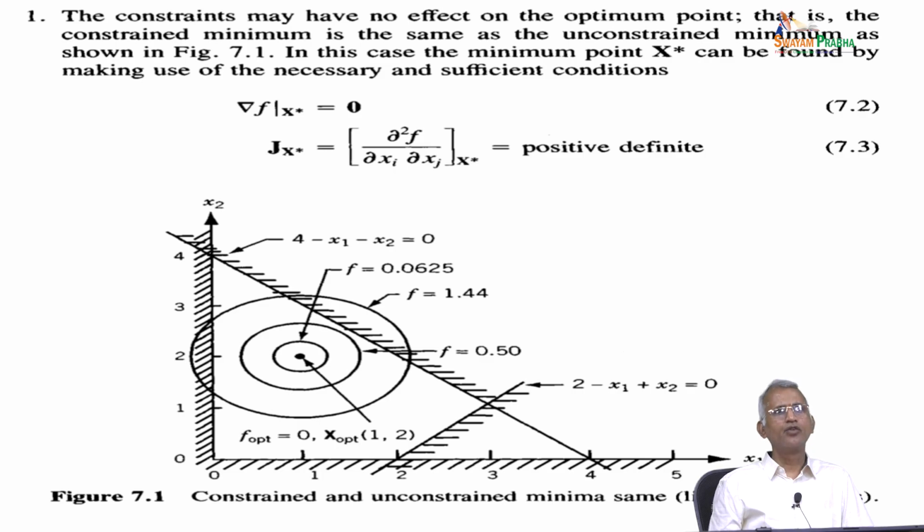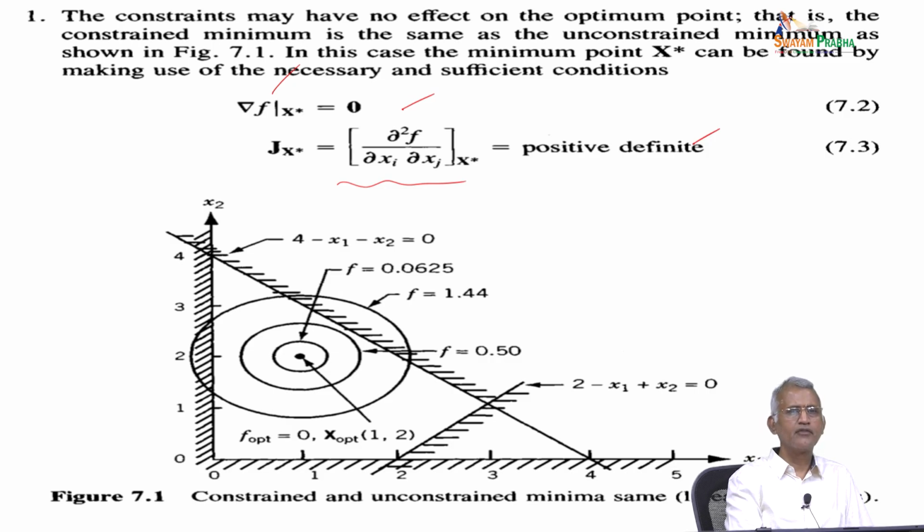The constraint may have no effect on the minimum point, that is, the constrained minimum is the same as the unconstrained minimum, as shown in figure 7.1. In this case, the minimum point x star can be found using the necessary and sufficient condition: the gradient of f at x star is 0, and J at x star equals the second order partial derivative of f with respect to xi and xj at x star. Check whether this second order partial derivative matrix at x star is positive definite, then we can move further.